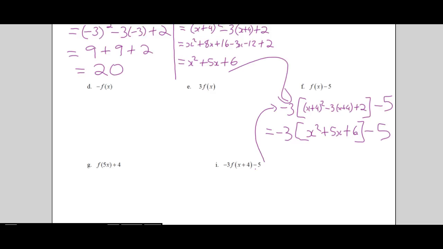Now we multiply by -3. So -3x squared minus 15x minus 18 minus 5. And now we get our final answer. And that's what it's equal to. Any questions on that? If at any point you have any questions, please ask.